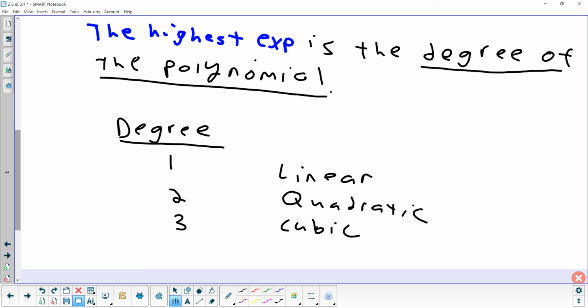So as I said, a couple polynomials have special names. 1 is linear, 2 is quadratic, 3 is cubic. Beyond that, well, 4 is quartic, but really beyond that, we just say it's a polynomial of degree 5 or degree 6. No special name.